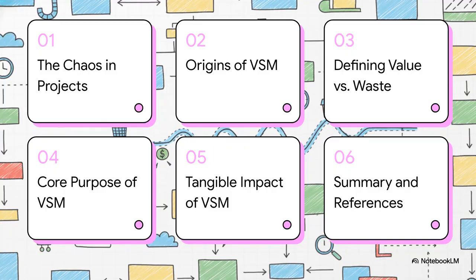Here's our roadmap for today's session. We'll kick things off with Section 1, the chaos in projects. Then move into Section 2, the origins of value stream mapping. After that, Section 3 covers defining value versus waste. Section 4 looks at the core purpose of VSM, and Section 5 highlights the tangible impact of VSM. Finally, we'll wrap up with Section 6, our summary and references.